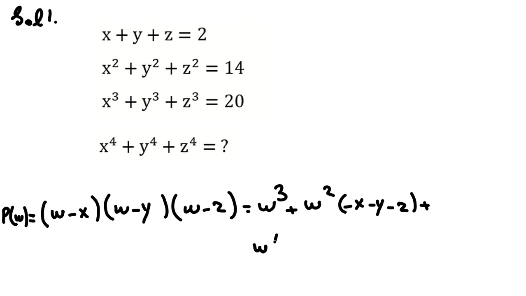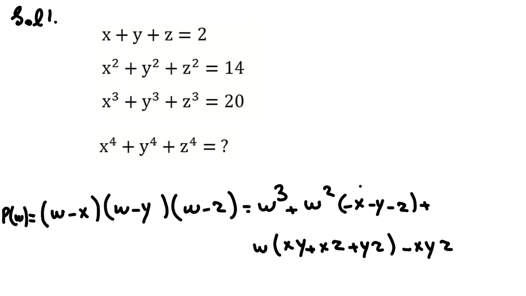And the coefficient of w will be what? For example, w here, negative x, negative y will be xy. W here, negative x times negative z, plus xz. W here, negative y, negative z, plus yz. And the constant term will be what? Negative x, negative y, negative z, which will be negative xyz.